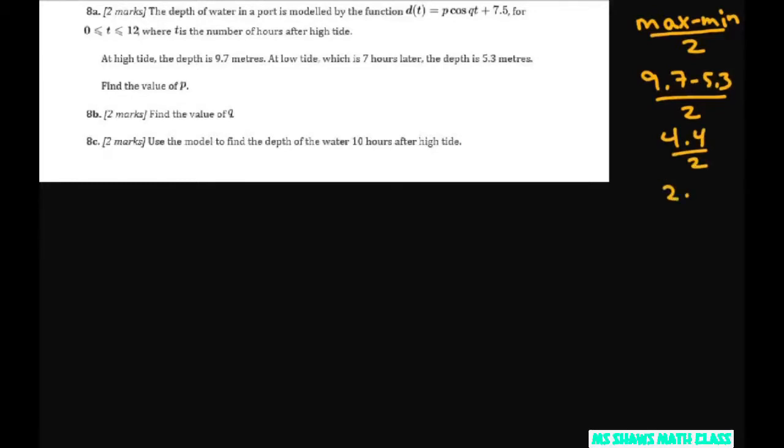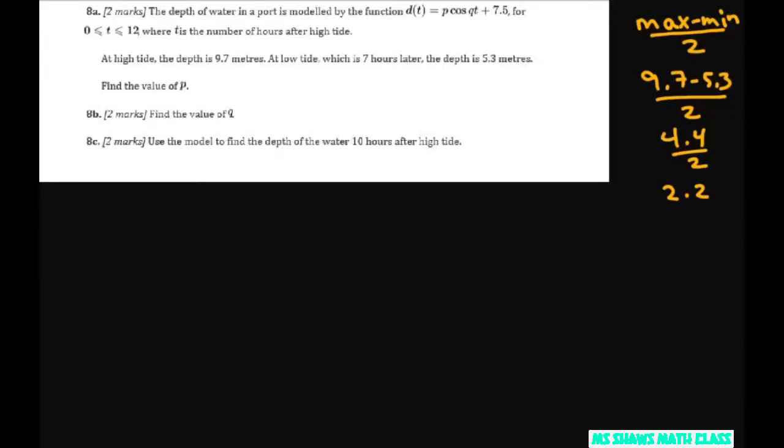So let's get started. The value of P is going to be your max minus your minimum divided by 2, which would be 9.7 minus 5.3 divided by 2, which equals 4.4 divided by 2, which equals 2.2.